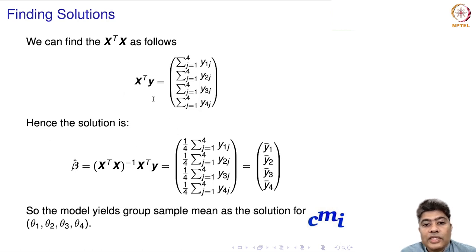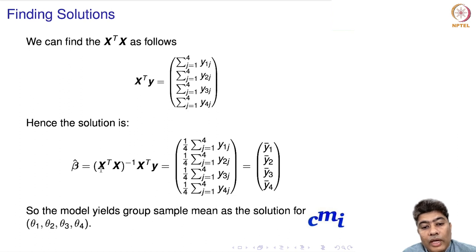Now we calculate X transpose Y. If you look carefully, the first element is the sum of the first group of observations, the second element is the sum of the second group of observations, the third is the sum of the third group of observations, and the fourth element is the sum of the fourth group of observations. Hence the solution is X transpose X inverse times X transpose Y. X transpose X inverse has all diagonal elements 1 by 4 and off-diagonals 0.